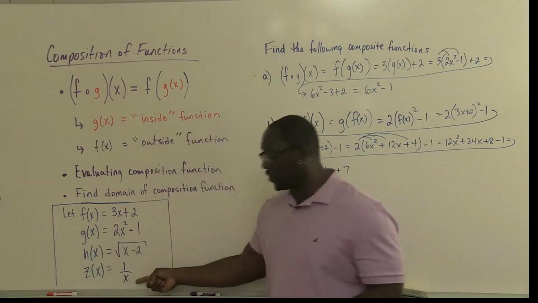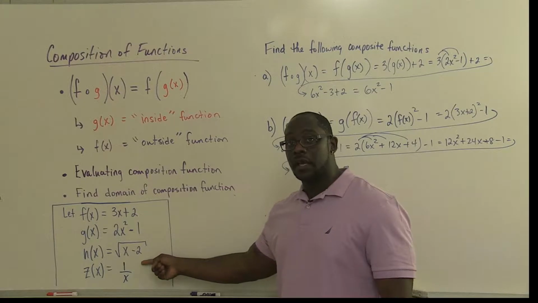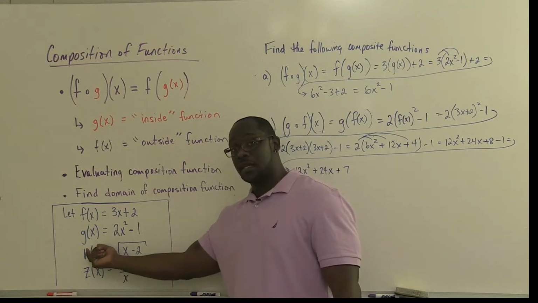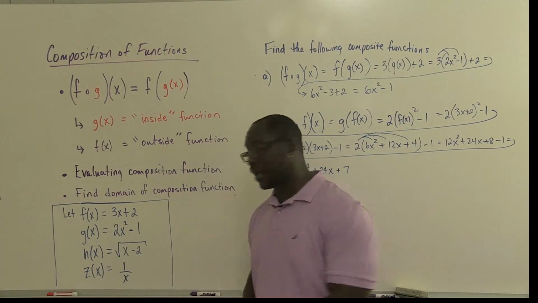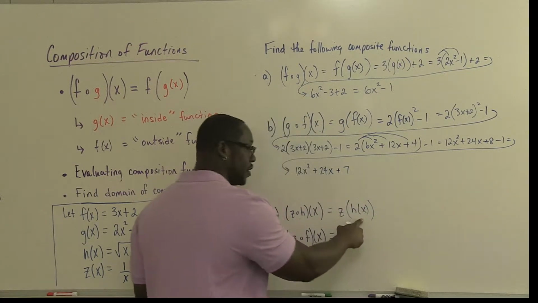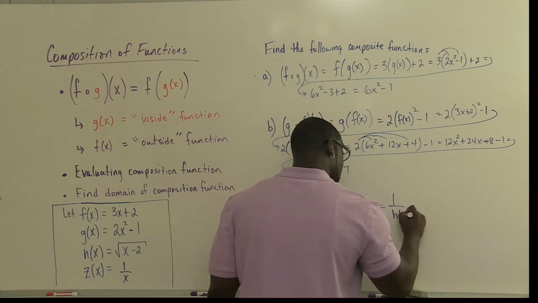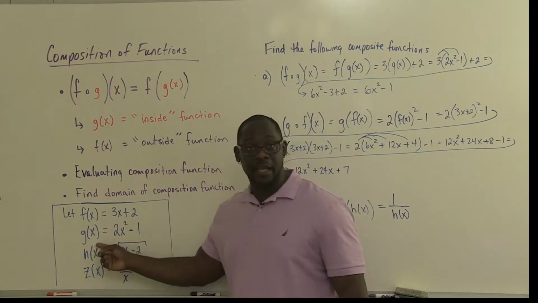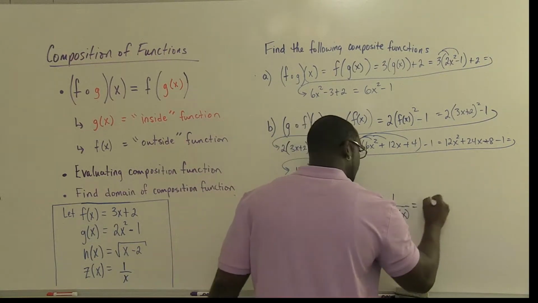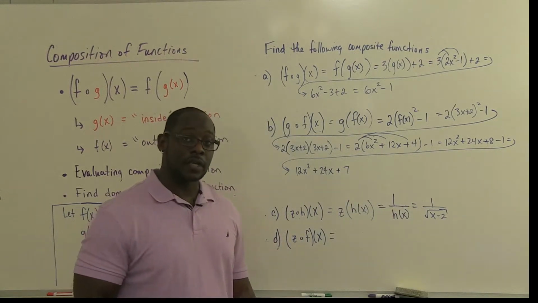So if we look at our function z, it's 1 over x. And if we look at our function h, it's square root of x minus 2. So we're going to take our function z, take h, and plug it in everywhere where we see x. So here we know that this means z of h of x, and this will be 1 over h of x. So this is what we mean by taking h and plugging it in wherever we see x here for z. And finally, we have 1 over square root of x minus 2.